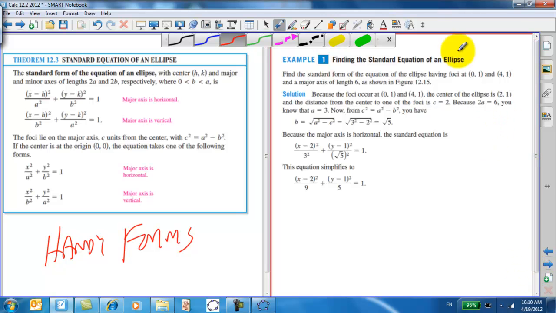Here's an example of actually working through a problem where you're given the information about an ellipse: the foci at (0, 1) and (4, 1), and a major axis of length 6. So that means 2a equals 6. And the foci are 4 apart, so 2c equals 4, so c equals 2. And so that's how you can come up with b as well.